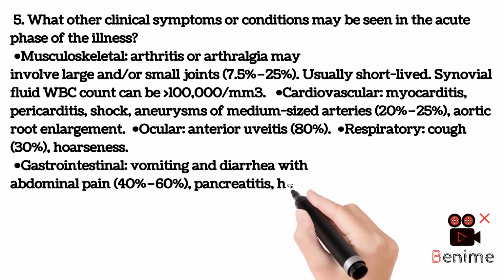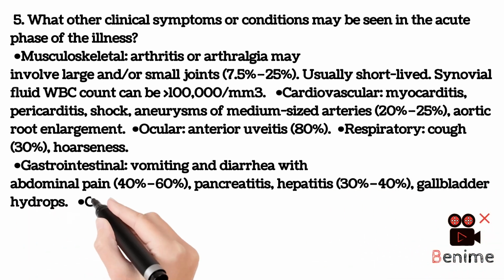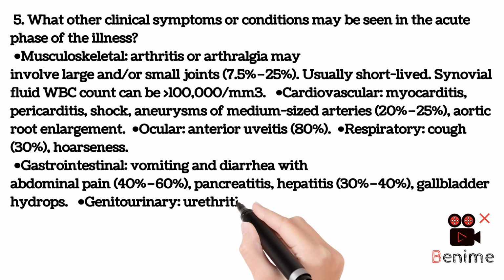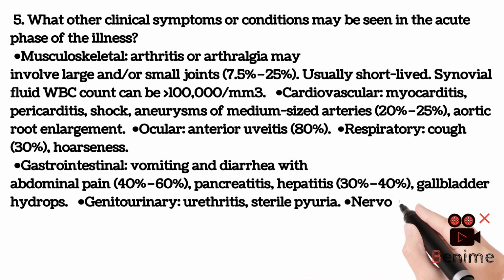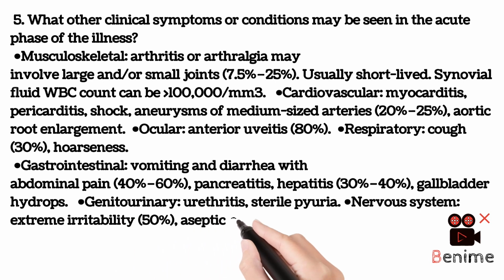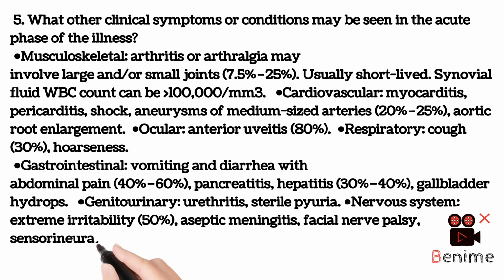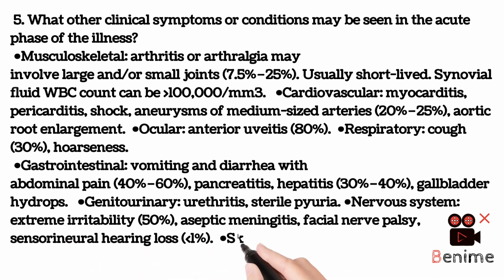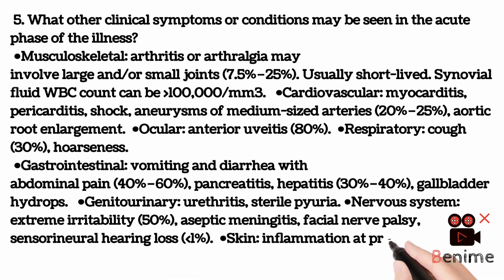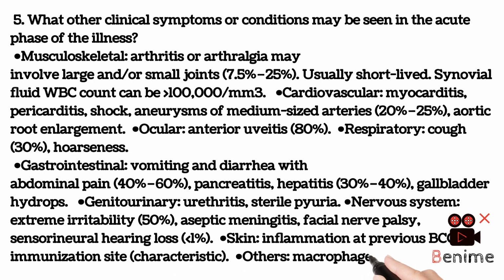40%-60%, pancreatitis. Hepatitis, 30%-40%, gallbladder hydrops. Genitourinary: urethritis, sterile pyuria. Nervous system: extreme irritability, 50%, aseptic meningitis, facial nerve palsy, sensorineural hearing loss, less than 1%. Skin: inflammation at previous BCG immunization site, characteristic. Others: macrophage activation syndrome, MAS.